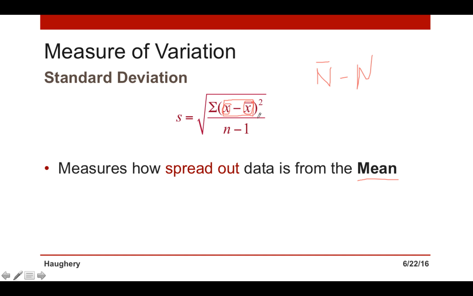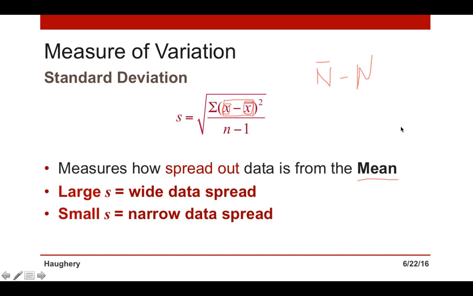Okay. And of course, we're going to do some other things. We're going to square it. We're going to divide by our sample size minus 1. But this is going to give us a statistic that shows how spread out our data is. And of course, a large standard deviation means widespread data, and a small standard deviation means narrow spread data.